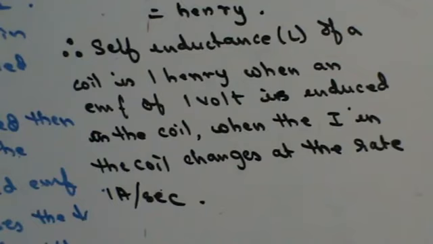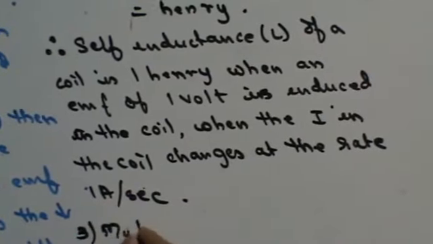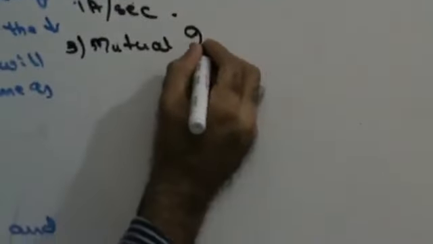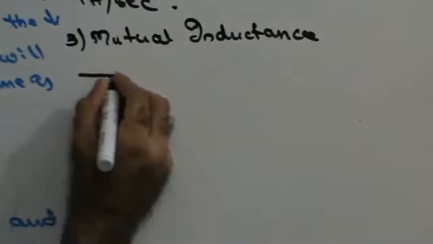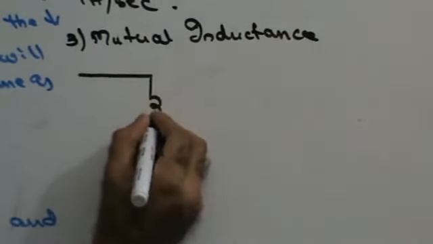So this was when you have a coil and you have current flowing through the coil which produces an EMF in the coil. Now, instead of one coil, let us try to see two coils. Let us try to see mutual inductance. Suppose I have two coils placed close to each other.